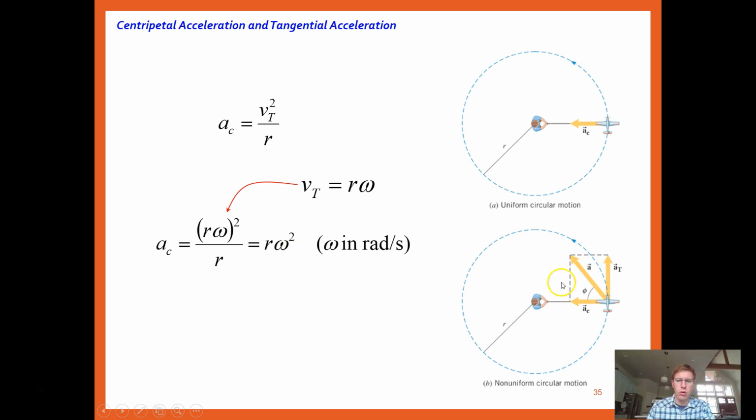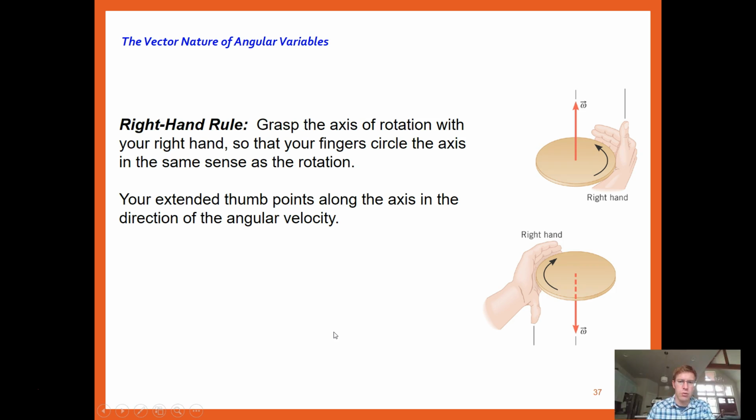To find the overall total acceleration, if an object is moving in non-uniform circular motion, it will still have a centripetal acceleration, but now it also has a tangential acceleration while it's speeding up or slowing down. Its overall net acceleration is the vector sum of those two components, noting that centripetal and tangential acceleration are always perpendicular to one another. The overall acceleration is equal to the square root of a_t squared plus a_c squared. Pretty cool, right?